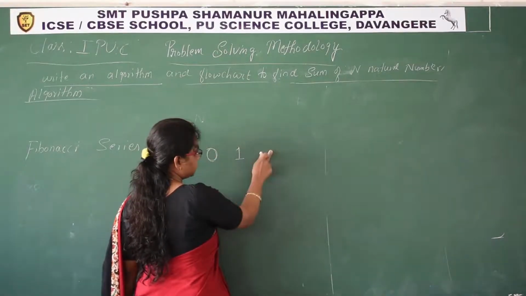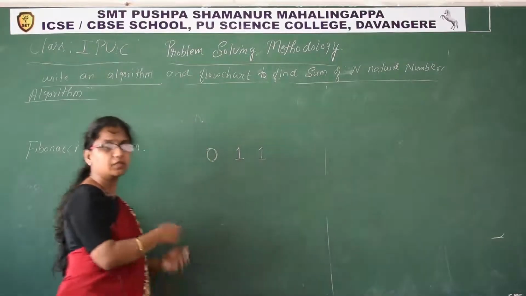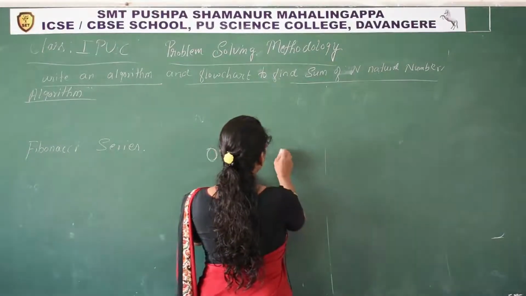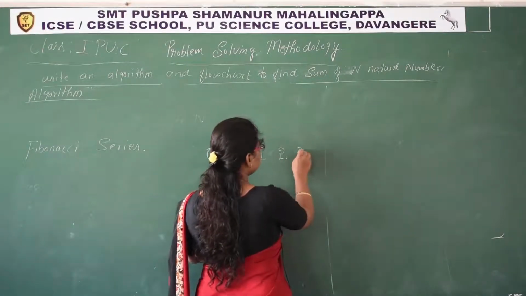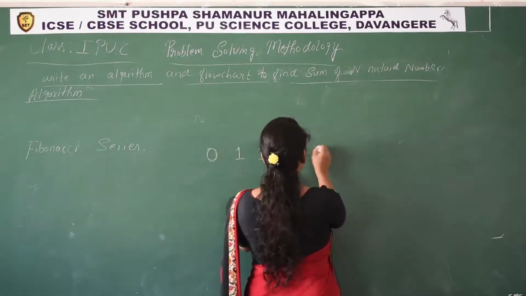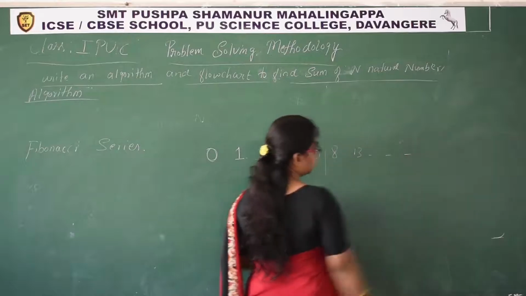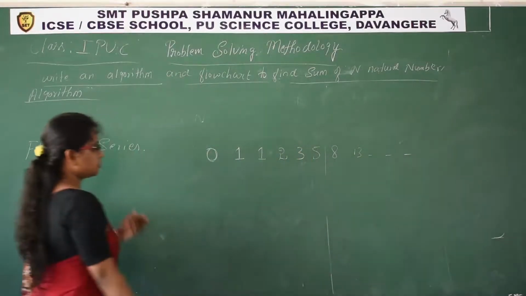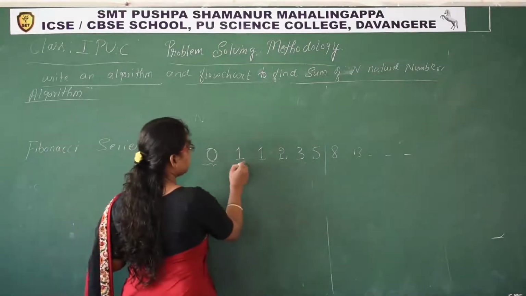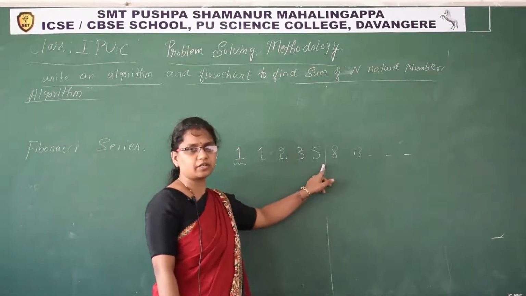0 1. Next 0 plus 1, 1. By adding previous two numbers, next numbers will be generated. Next 1 plus 1, 2, 1 plus 2, 3, then 5, 8, 13 and so on, like this. This is the series. Now these two values are initial values. From here the series will be generated.